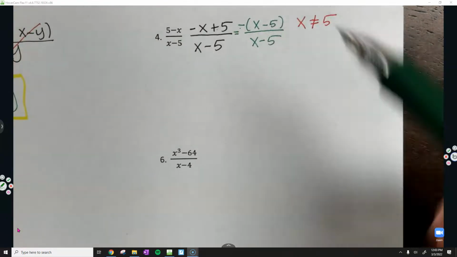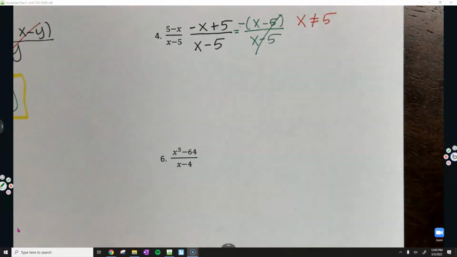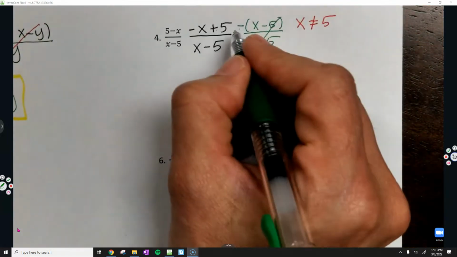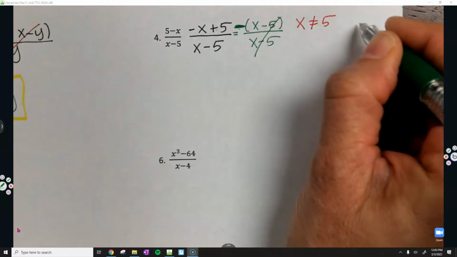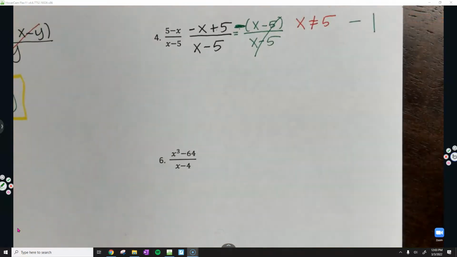Remember, these are identical. When everything cancels out, it's a 1. But remember, we factored out a negative right here, so the answer is negative 1.